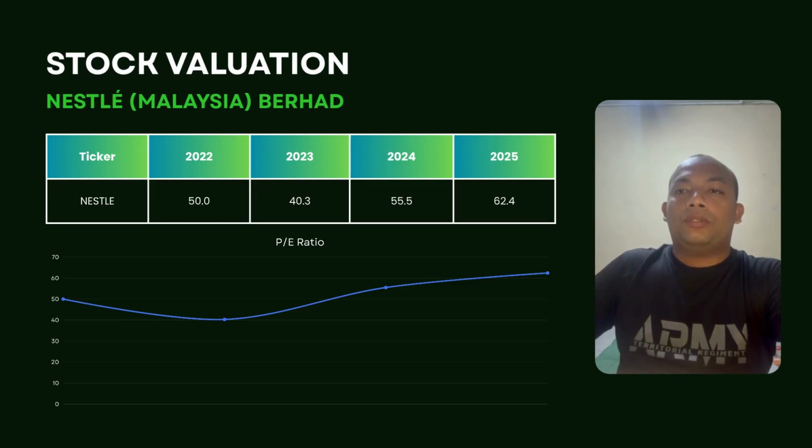From the chart, the PE ratio declined from 5 in 2022 to 40.3 in 2023, before increasing to 55.5 in 2024 and 19.4 in 2025.